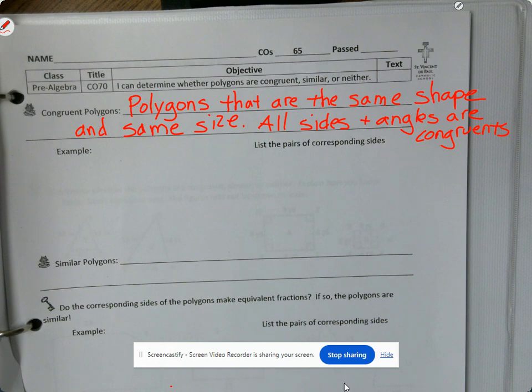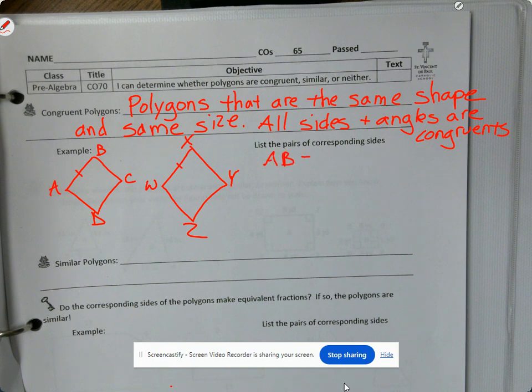So an example would be, this is A, B, C, D. And this is W, X, Y, Z. I know that segment AB is congruent to segment WX. They are identical. So AB equals WX, BC equals XY, CD equals YZ.